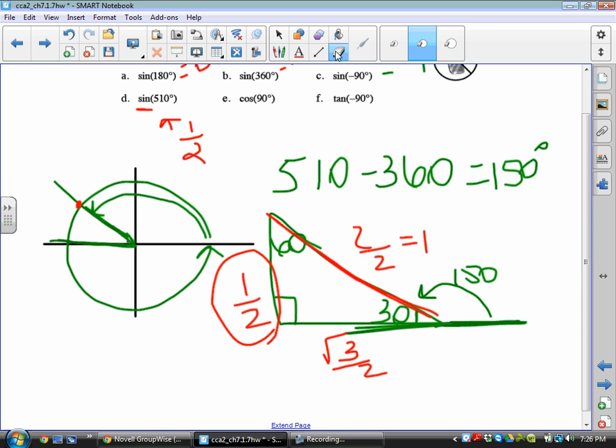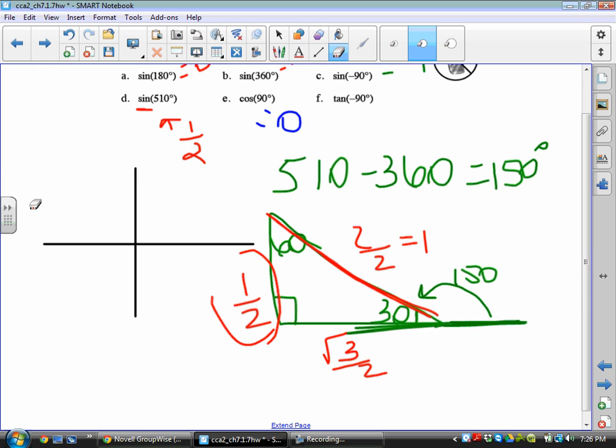Cosine of 90 degrees. I can do that one on my same unit circle. Cosine of 90 degrees, that's up here at the top. Cosine now is my sideways distance. So how far am I from the center point? Right there. I'm 0 away from the center. I'm directly on top of it. So cosine of 90 is going to be 0. Lots of zeros happening. I'm going to clear out my pretend circle.